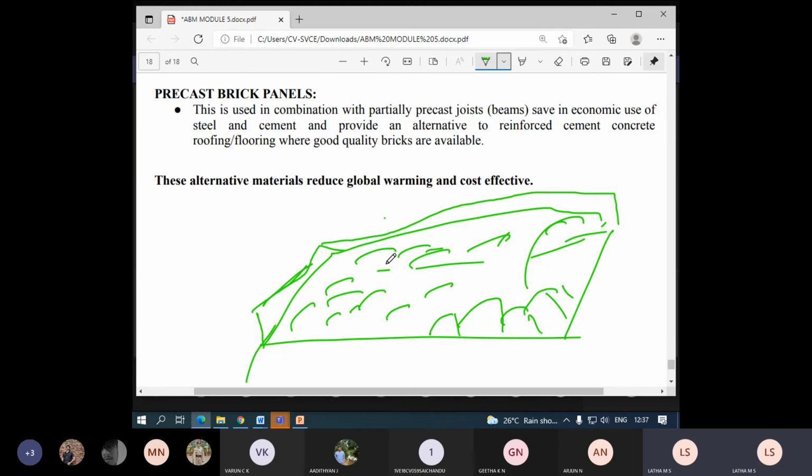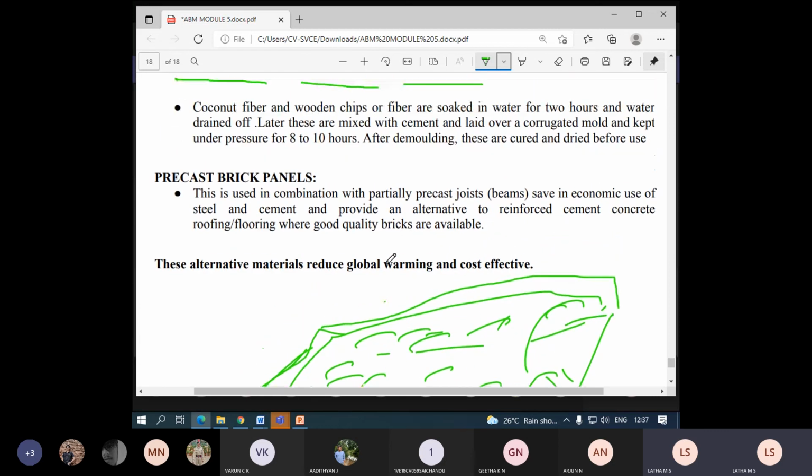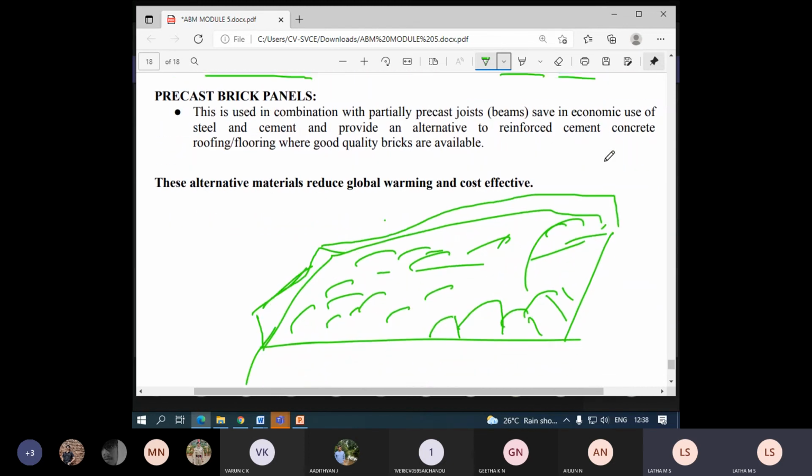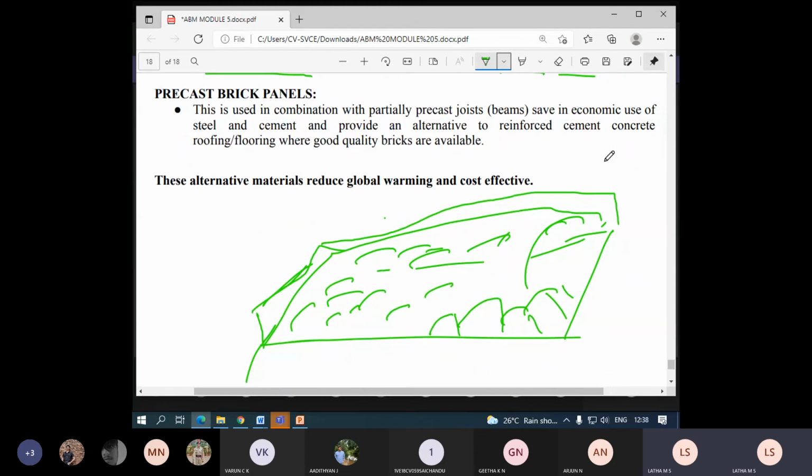This is used in a combination. Coconut fiber and wooden chips are soaked in water for 2 hours and water is drained off. Later they are mixed with cement and laid over a corrugated mold or kept under pressure for 8 to 10 hours. After demoulding, they are cured and dried before use. This is the procedure. Similarly, you have precast brick panels, used in combination with partially precast joists.